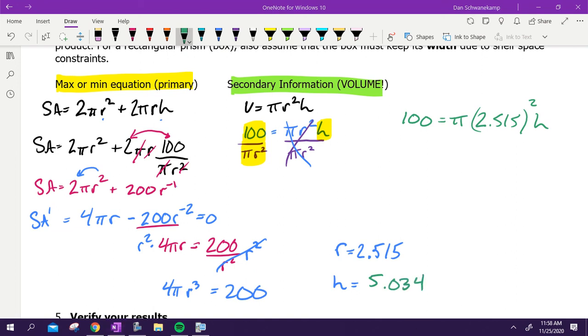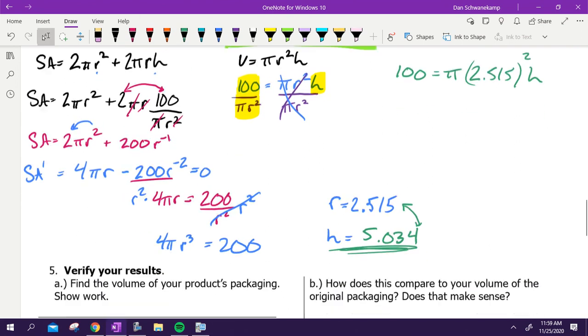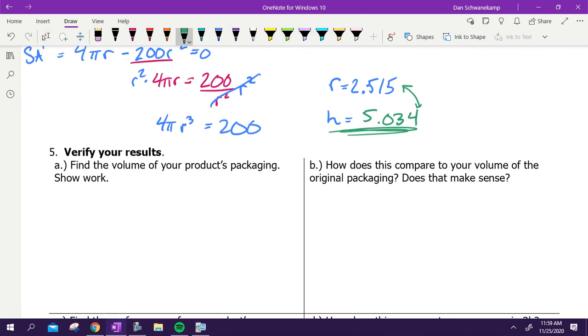Okay, I rounded a little bit in there. I was being a bad teacher here, but notice that these two numbers have similar values, that my height should be about twice as much as my radius. And that's a great way to check to see if you're doing it right. Once you found your R and your H, then you're just verifying your results. You're going to find the volume. And if you're doing it right, your volume should stay the same.